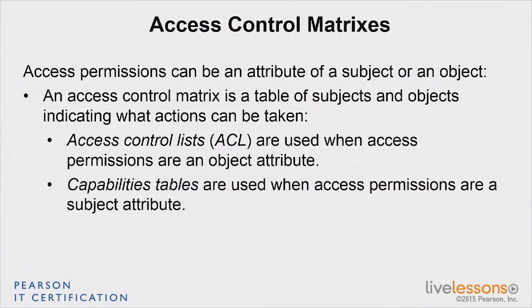A capabilities table is used when access permissions are a subject attribute. So we're saying here's the subject and here are all the things that a subject can do. So access control lists are an object attribute. Capabilities tables are a subject attribute. Let's look at each of these.